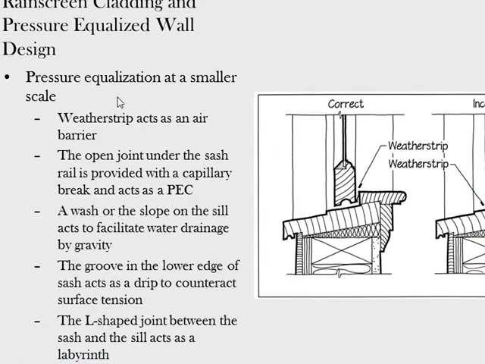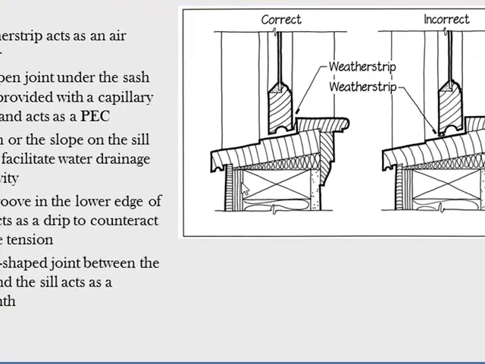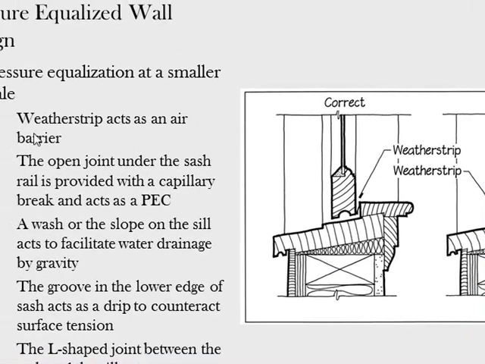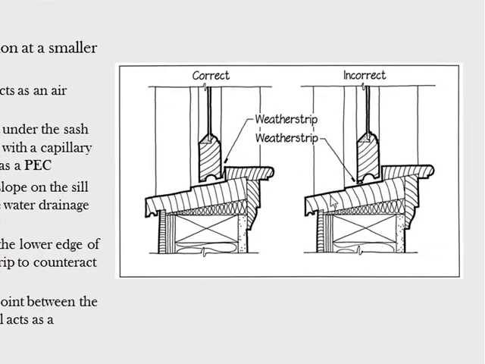But this is on a smaller scale, like on a house. You still have to have the same components to keep the water out. So the weather strip acts as an air barrier. That's right there, that little piece of material. And then that one right there also keeps the air from going in and out.